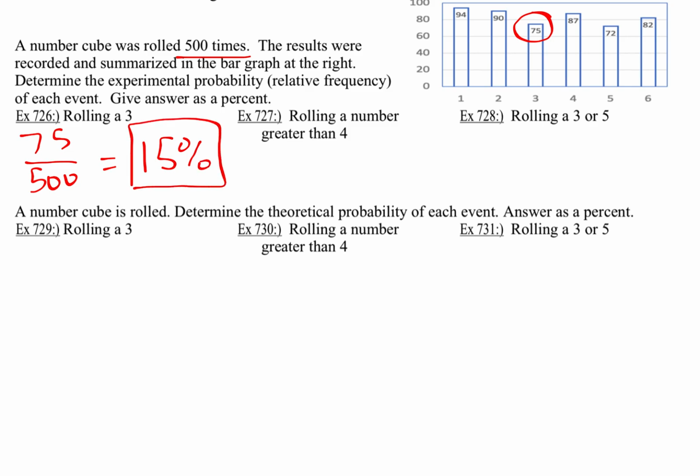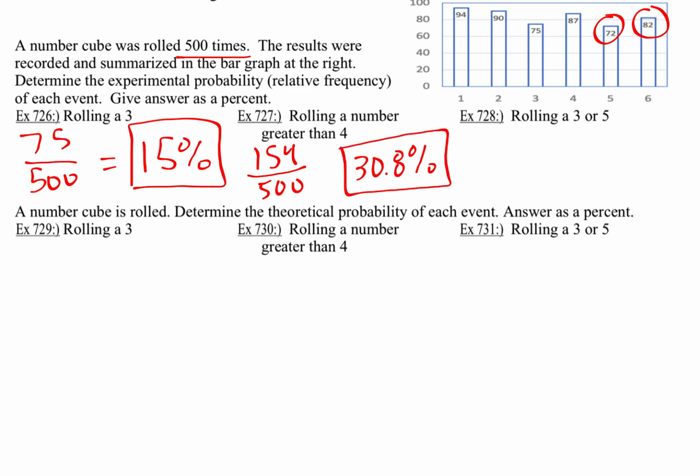Rolling a number greater than 4. Numbers greater than 4 include 5 and 6. 5 happened 72 times, and 6 happened 82 times. So 72 plus 82, that's 154 times out of the 500 trials. And that gives us a probability of 30.8%. Also relative frequency. It happened 30.8% of the time.